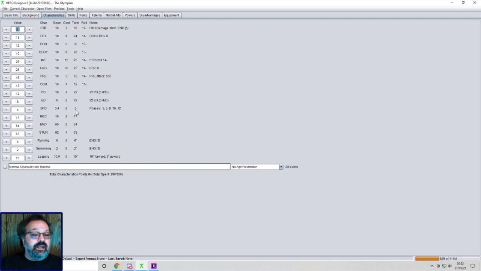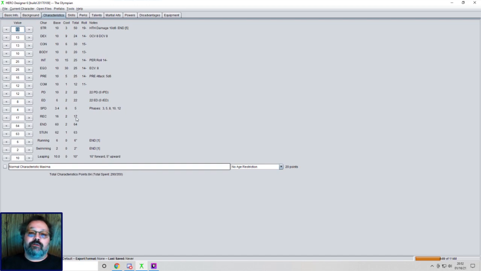His total speed is 5. So you see over here he gets 5 actions on those 12-second turns. Each turn is 12 seconds long, divided up into 12 segments. And your speed gives you a number of phases, actions that you can enact in that turn. So he will act on phase, or segment, 3, 5, 8, 10, and 12, because he's got a total speed of 5 now.